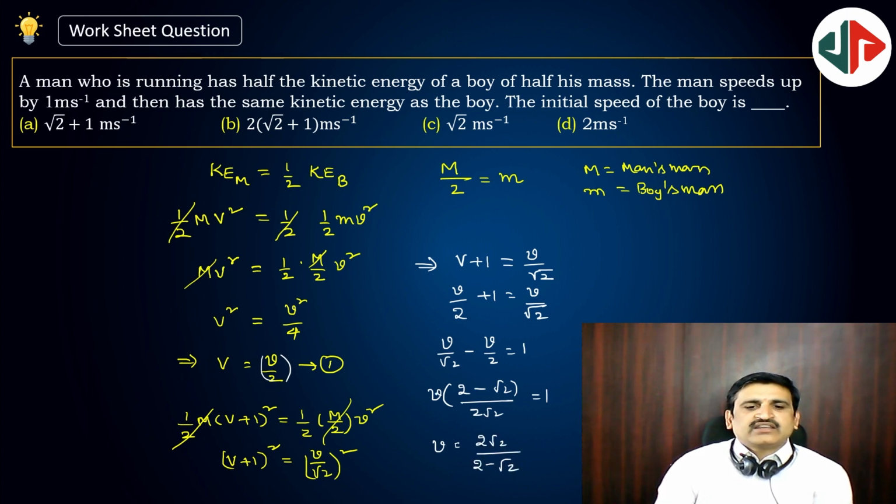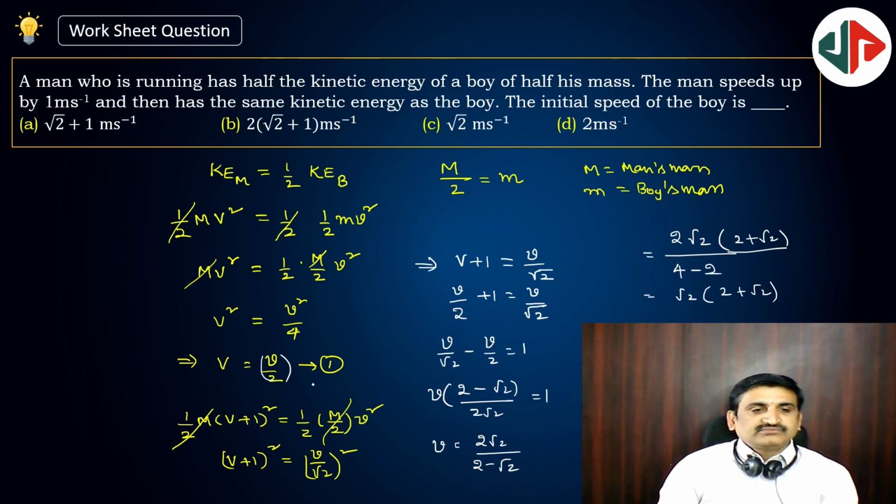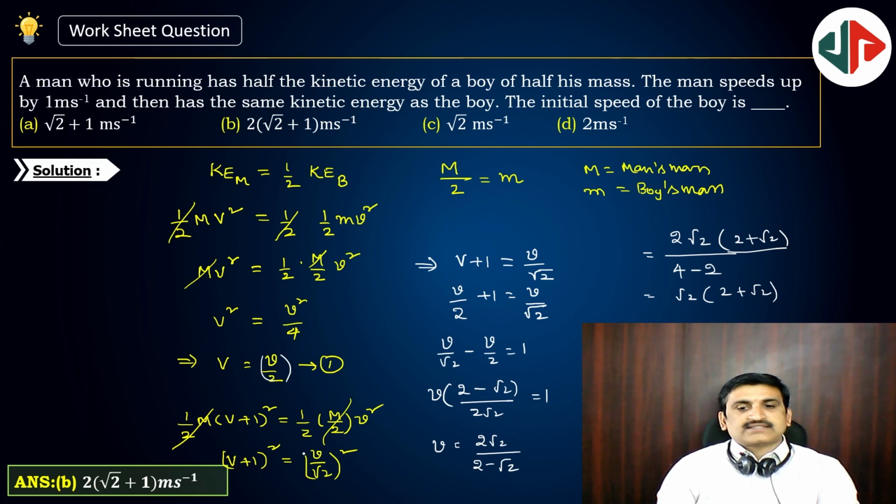Even on taking here, all are numerators only, not fractions. So 2 root 2, rationalization. Then this is multiplied with a plus b. Then what will come? This will be a square minus b square. So that means 4 minus 2 will come. In the numerator 2 plus root 2 will come. So rationalization implies that 2 will go. So it will be root 2 times (2 plus root 2). Yes, option. Next.